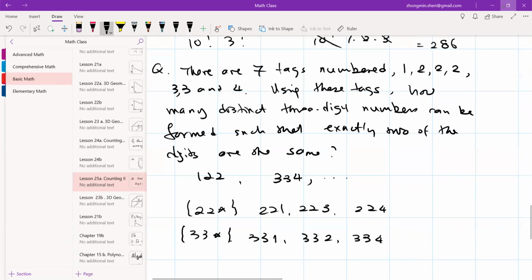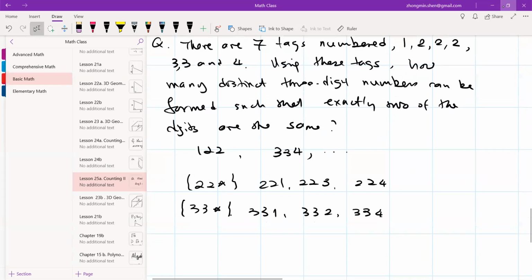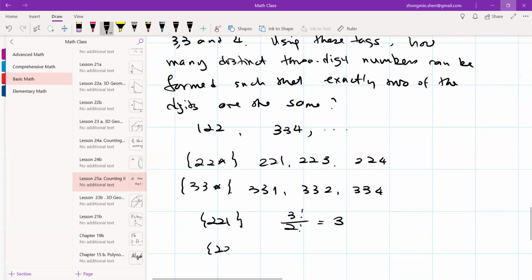So first of all, you get 6 different formats. Then for each format, you permute. How many distinct numbers are you going to get? For example, 2, 2, 1. You have 3 letters, so 3 factorial, but since 2 are identical, it's actually only 3. So you get 2, 2, 1, 2, 1, 2, and 1, 2, 2.